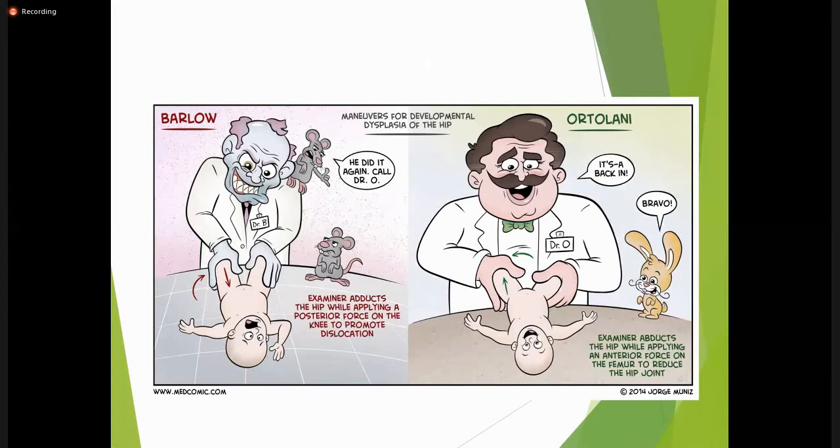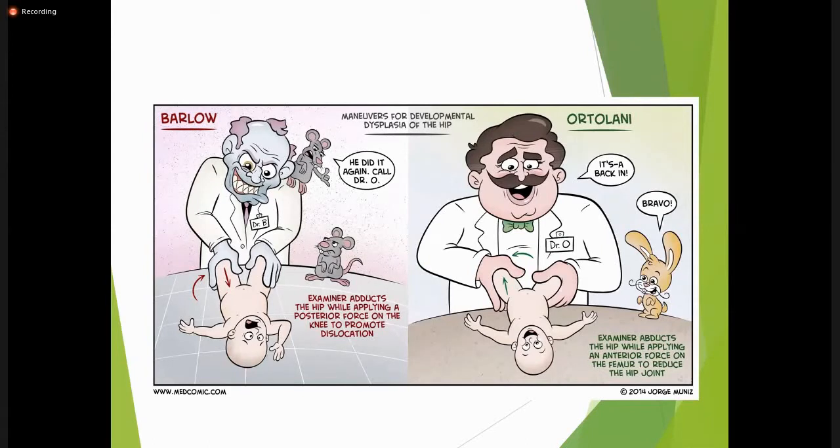So first, I will explain it afterwards. First, we have to focus on this picture. This is the Barlow maneuver and this is the Ortolani maneuver. Now, what Barlow is doing: the examiner adducts the hip while applying a posterior force on the knee to promote dislocation. So basically, he is adducting. He's moving both the thighs close to each other, which is termed as adduction.